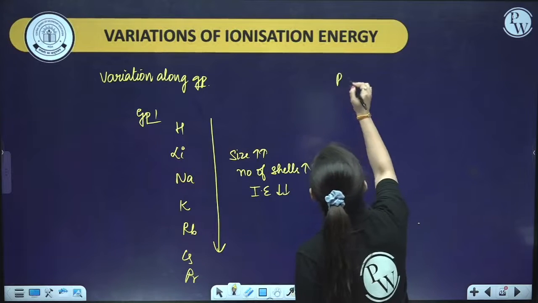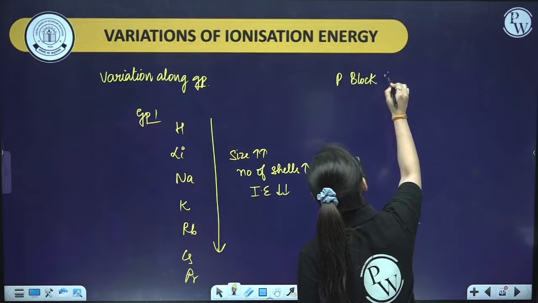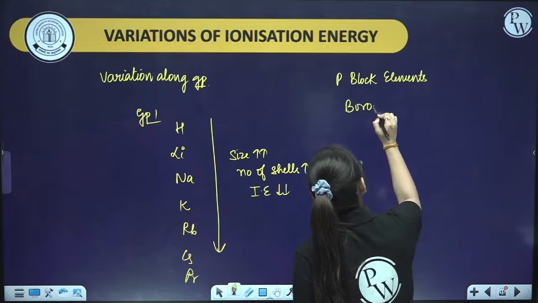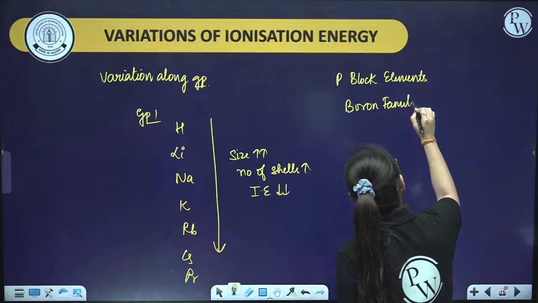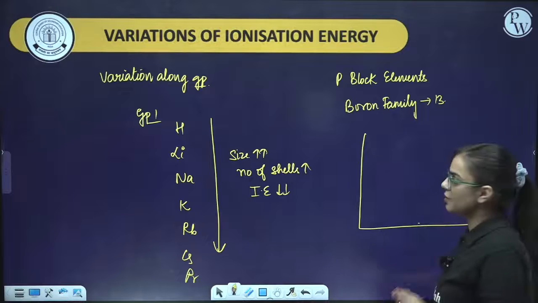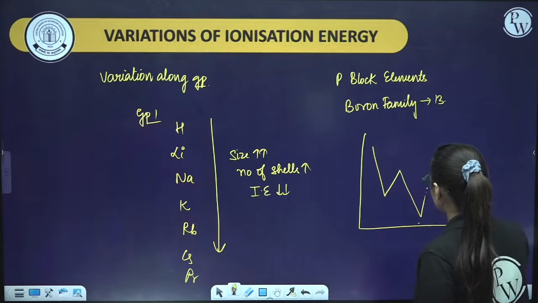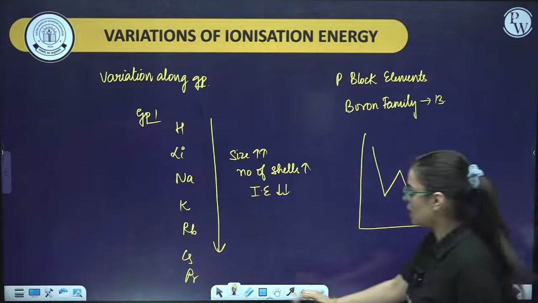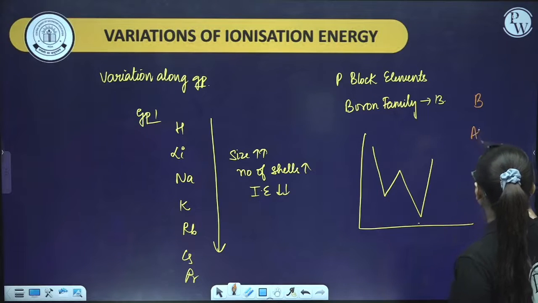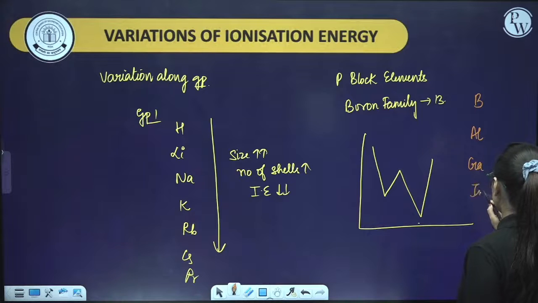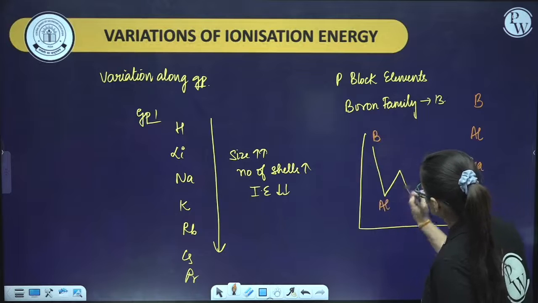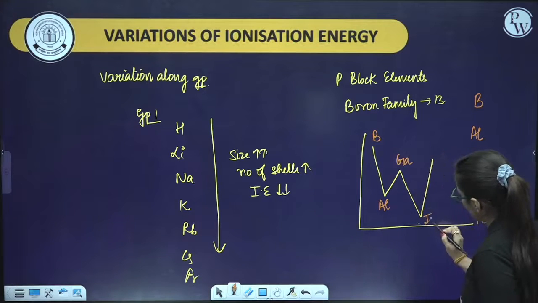But for P block elements, let me show you for the boron family, group number 13. See how it occurs. You have to learn this with the help of a trick, with the help of W. You have to draw W like this. Now place the elements of the boron family. What are the elements of the boron family? Boron, aluminium, gallium, indium and thallium. Place it like this.